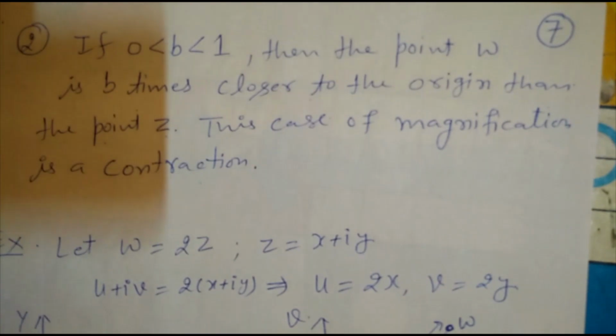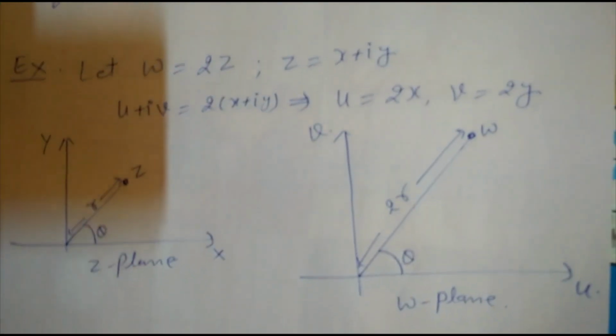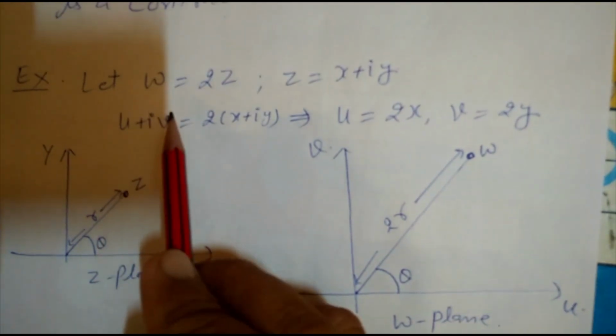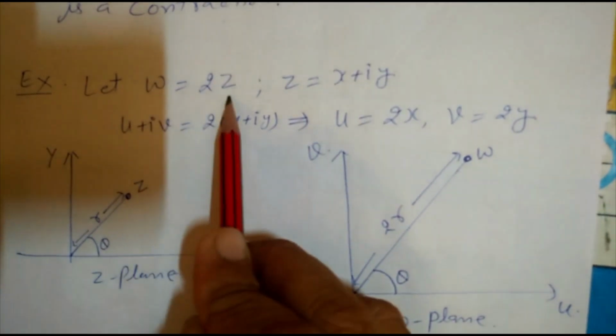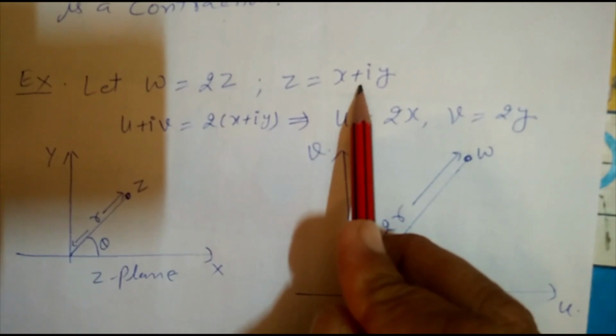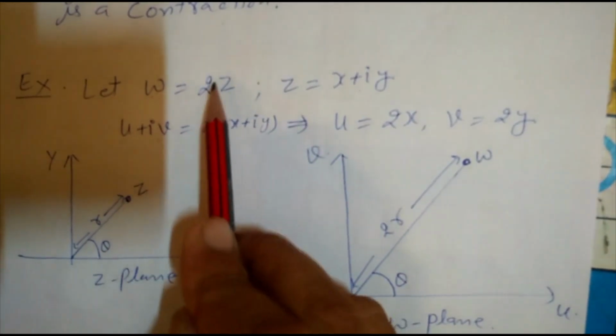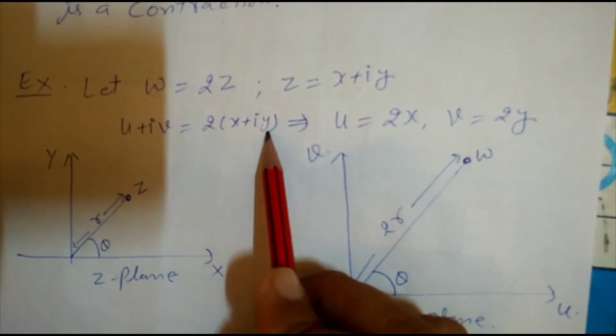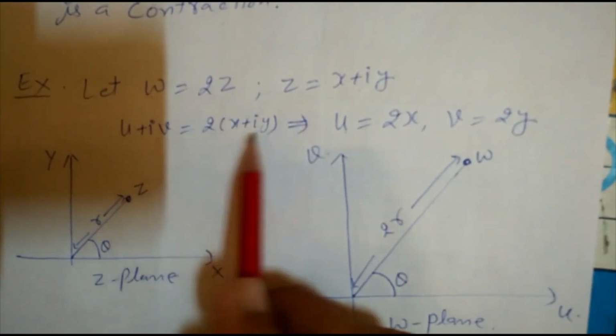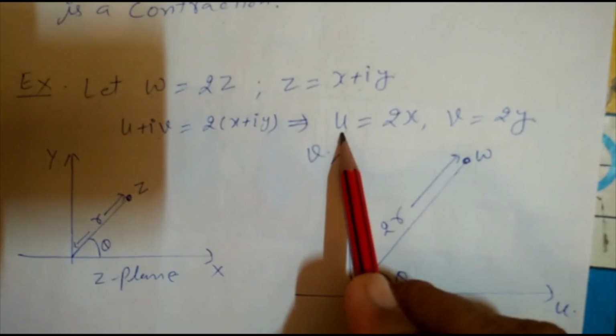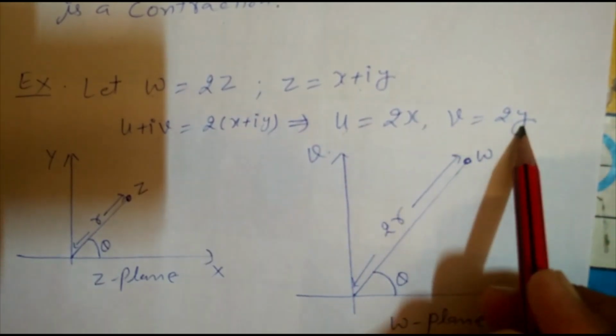Now explain the magnification with the help of an example. Here, if we consider the mapping w is equal to 2z, where z is equal to x plus iota y, and as we know that w is equal to u plus iota v is equal to 2 times of x plus iota y. So compare both side real and imaginary parts, so we obtain u is equal to 2x and v is equal to 2y.